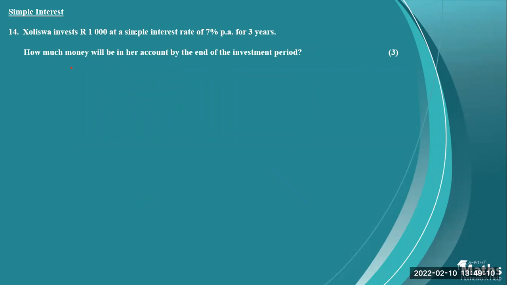Invest 1,000 Rand at simple interest. Now, if they don't say anything, it will always be compound. If they don't specify, and they say it is simple interest, then it means it will be simple; otherwise it will always be compound interest. So she's going to invest money at a simple interest rate. So if I see that, I write down my formula.